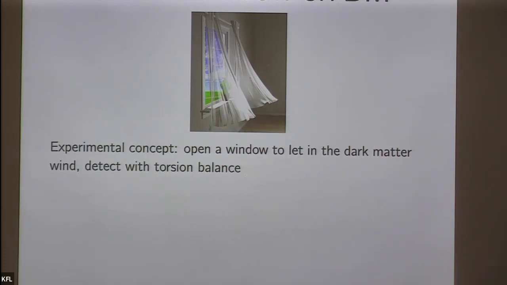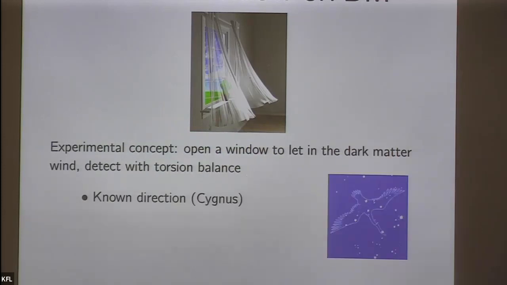But once you let the dark matter in, you can detect it with a torsion balance. As I said, there's a known direction, Cygnus, the constellation. It's in the northern hemisphere, so that's good, because most labs are in the northern hemisphere. Unfair, but anyway, that's how it is. And there's of course a day-night effect, because when Cygnus is below the horizon, the signal has been turned off.